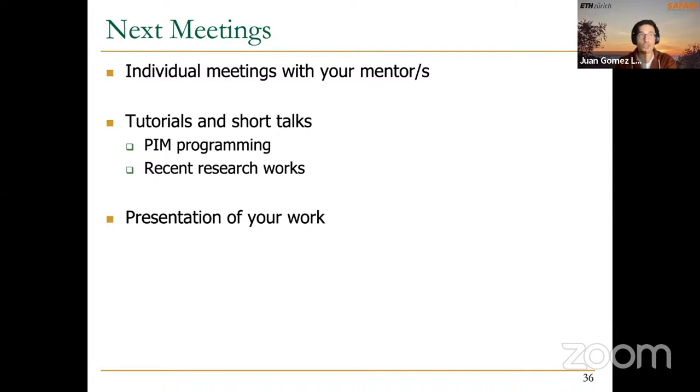In the lectures, we will cover different aspects of processing in memory systems, the architecture, and how to program them. We will talk about real processing in memory systems, and also about interesting state-of-the-art research proposals on processing in memory. And at the end of the course, we will have a meeting where you will present your work. That will probably happen sometime in July.